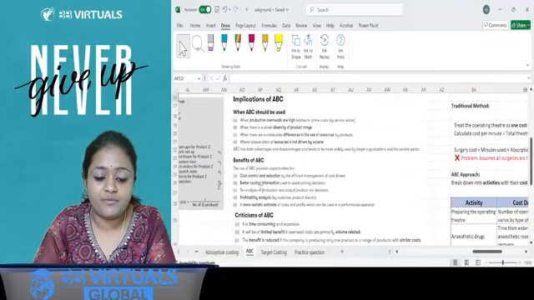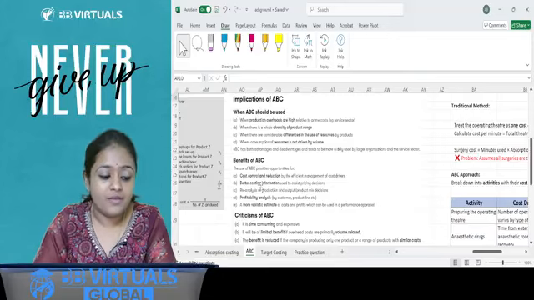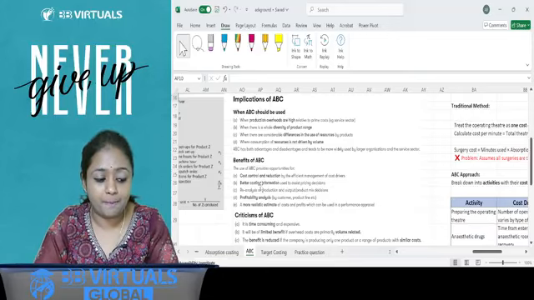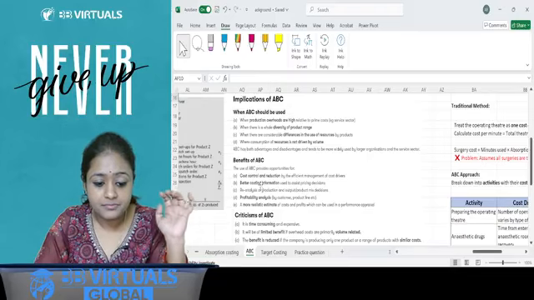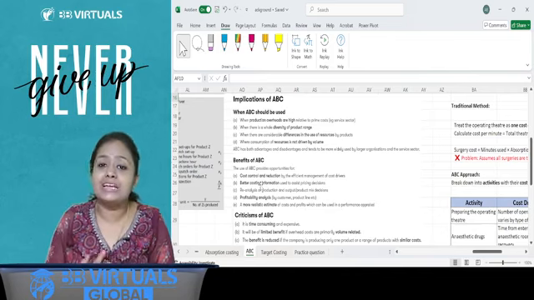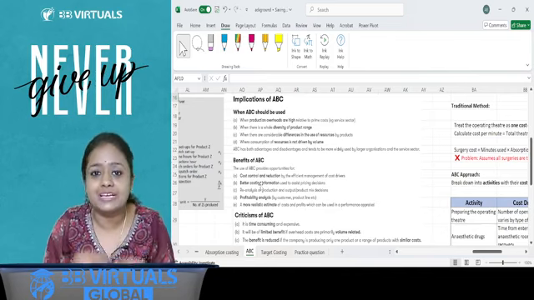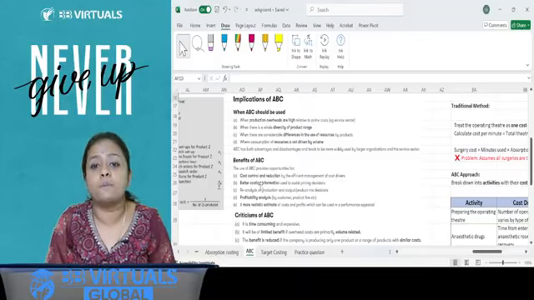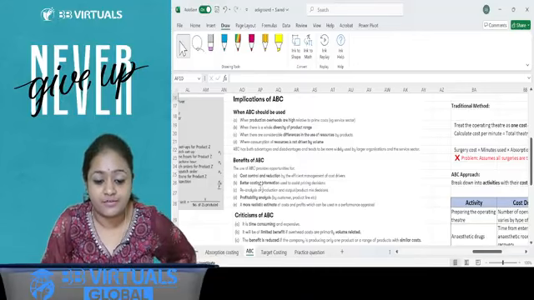Okay, so now I think we are absolutely clear that if I have to apply ABC, we know that ABC will be used when production overheads are quite high, activities are complex, because yes, it needs brainstorming to select the perfect cost driver, right?